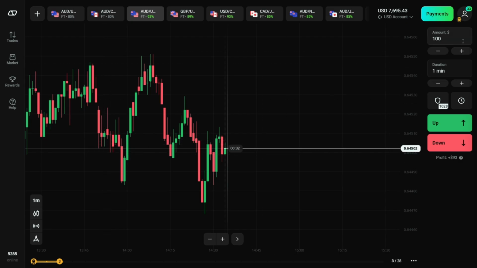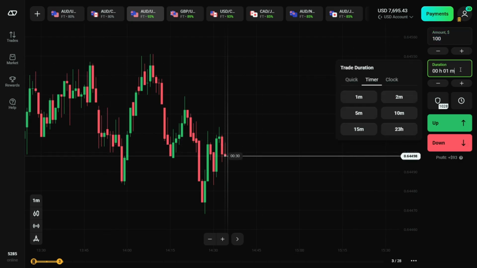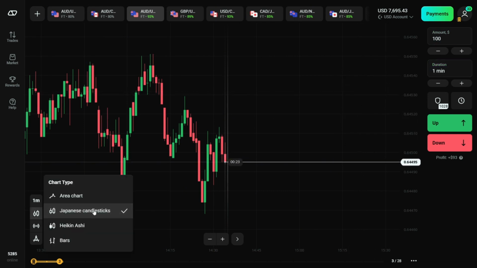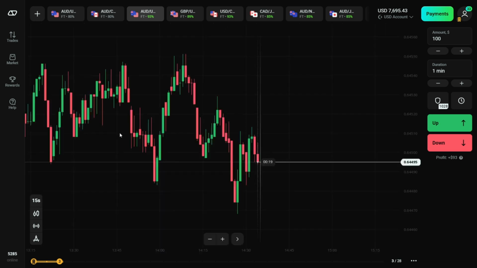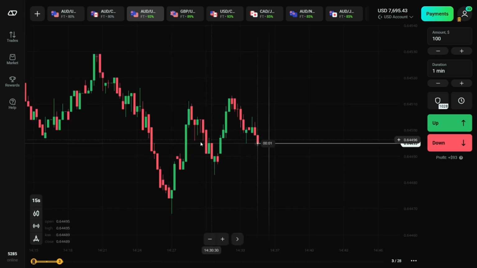After you log into the platform, set the amount you want and set the trade duration. The trade duration will be 1 minute, so let's keep it at 1 minute. As for the chart, let's keep it on Japanese candlesticks. For the time frame, let's change it and set it to 15 seconds. This is very important for this strategy.